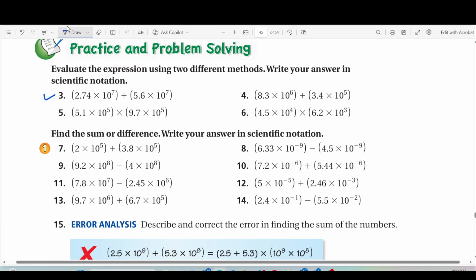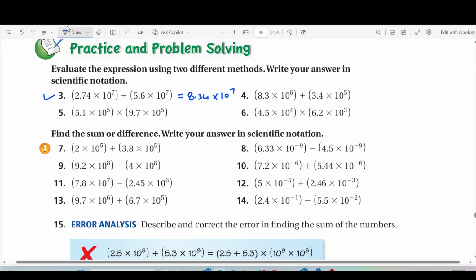Okay, let's try this. So we're adding. Would it be 8.34 times 10 to the power of 7? That's correct. Good.